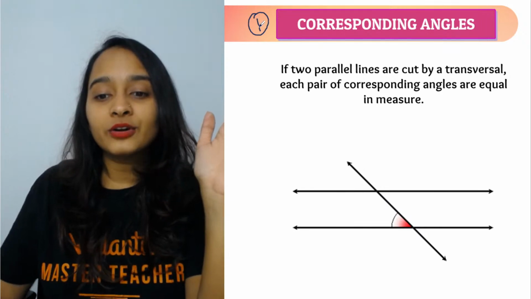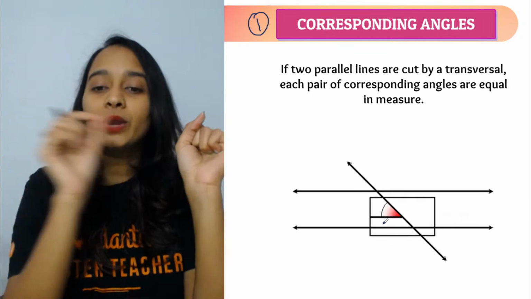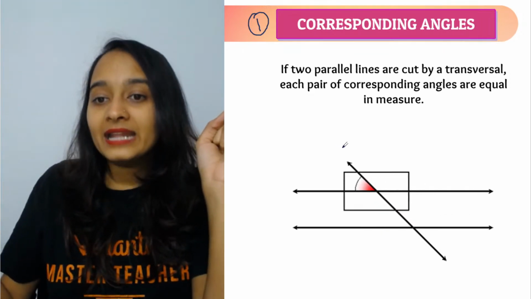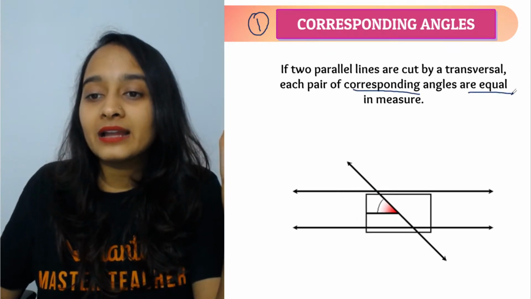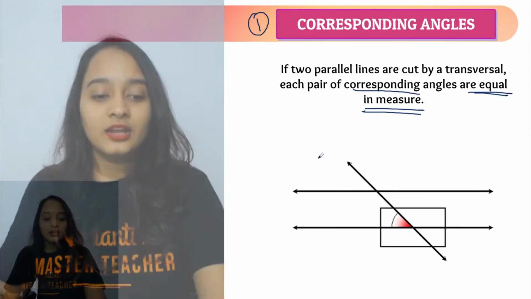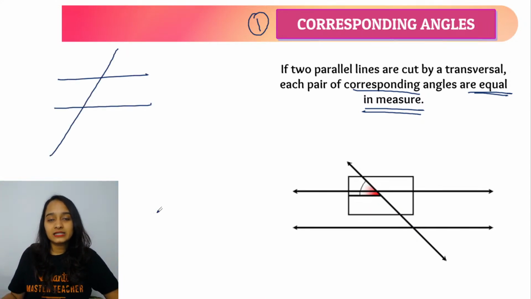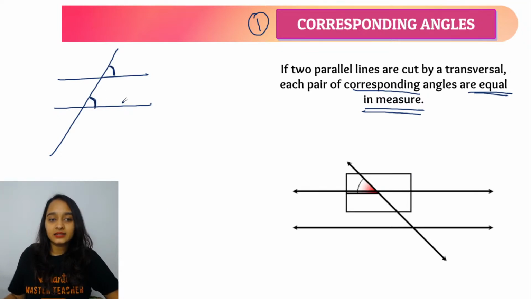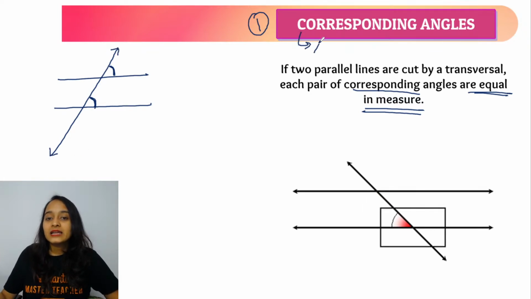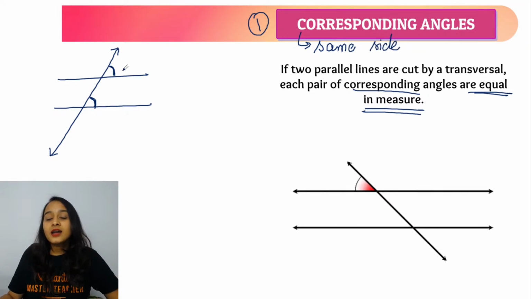The first one we're going to learn about is the corresponding angle. Now, when two lines are parallel and they are cut by a transversal, each pair of corresponding angles are equal to each other. Now, what is a corresponding angle? There are two lines, there is a transversal. Now, here is one corresponding angle, here is another corresponding angle. How do you know? Corresponding angles are same side of the transversal. They are on the same side.